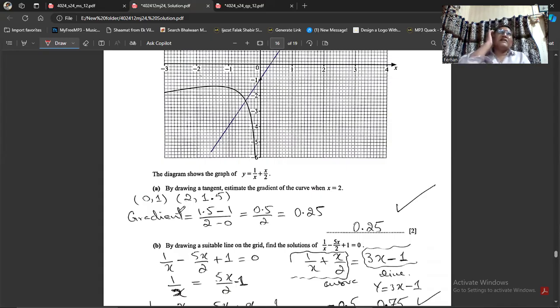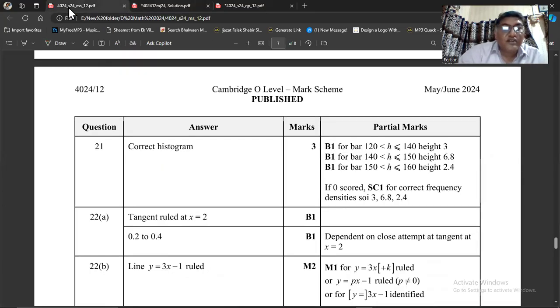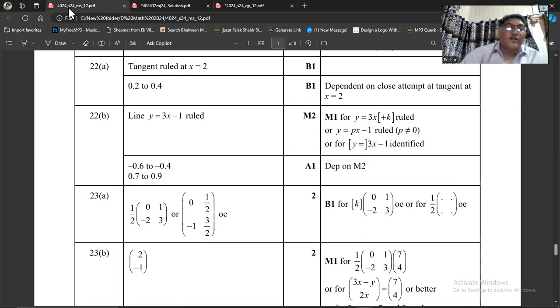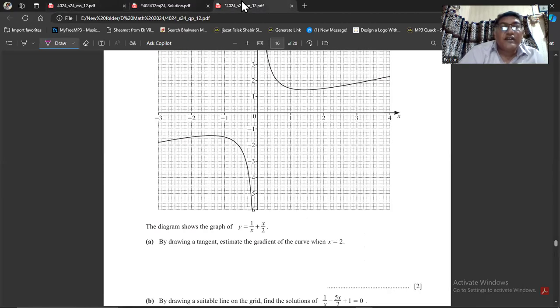Then I will find the gradient. The gradient is y2 minus y1 divided by x2 minus x1. It will be 1.5 minus 1, the whole thing divided by 2 minus 0. So that is 0.5 divided by 2, that is 0.25. So the gradient of the curve when x equals 2 is 0.25. It says from 0.2 to 0.4, so my answer of 0.25 is right.